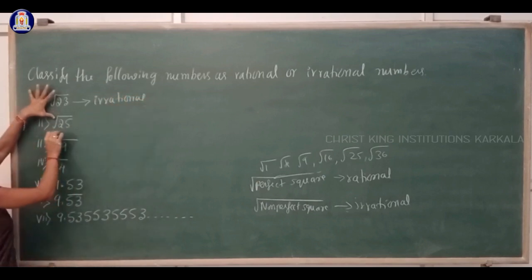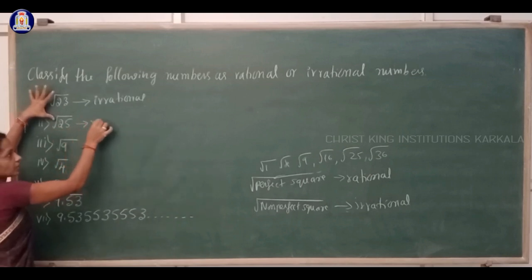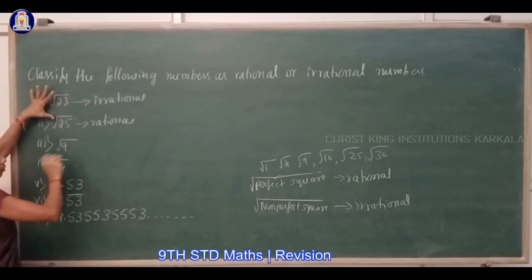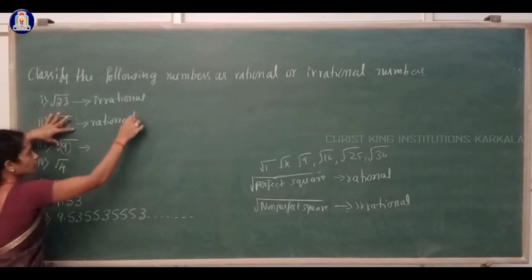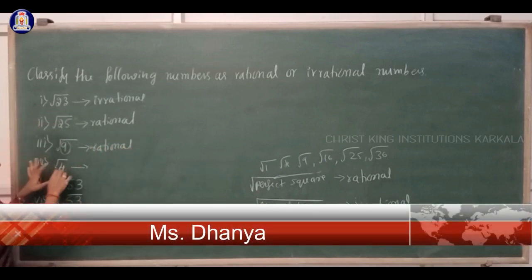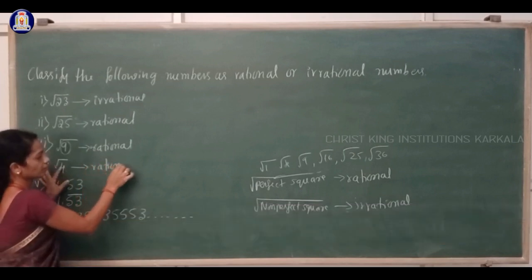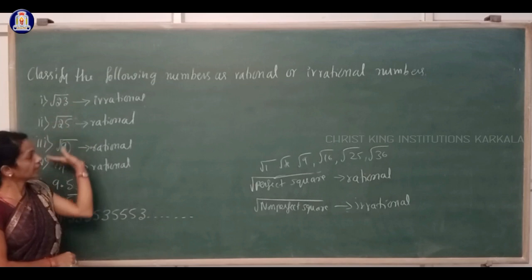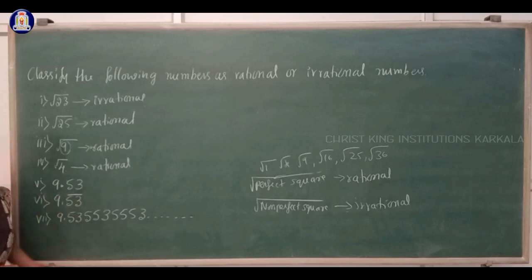Okay, now here the square root of 25. 25 is a perfect square number. So this is a rational number, because the square root of 25 is 5. Okay, square root of 9, perfect square number 9. So the square root of 9 is a rational number. And the square root of 4, and this 4 is a perfect square number, so this is also a rational number. If a perfect square number is inside the square root, then those are rational numbers. If non-perfect square numbers come inside the square root, those are irrational numbers.